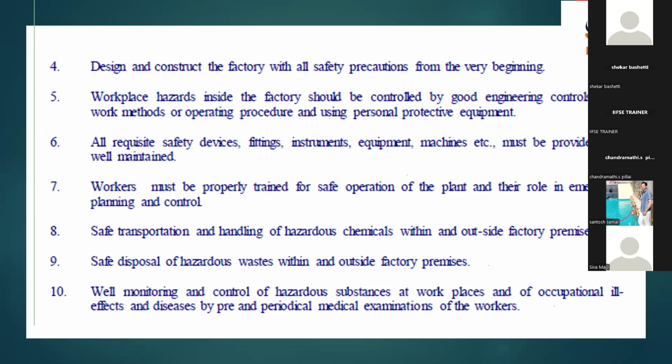Then we have to train our staff, not only workers, everybody. As per the Factories Act, apart from the occupier, everybody will be treated as a worker only. There is no definition in the Factories Act of who is a manager or assistant manager or deputy manager or DGM. Only one is called a manager, and one is the occupier. These two people are differently designated. Otherwise, everybody falls under the worker category.